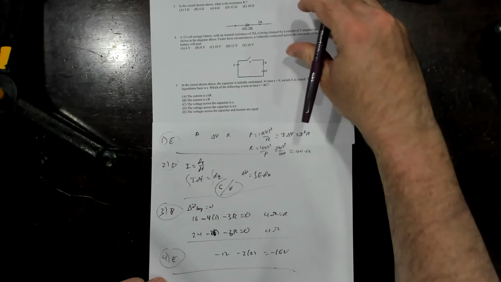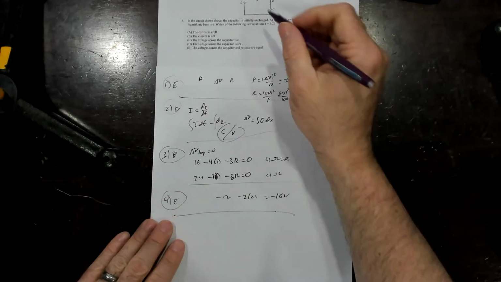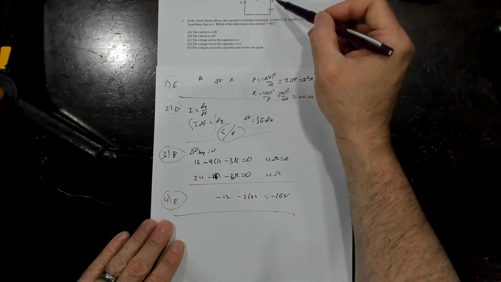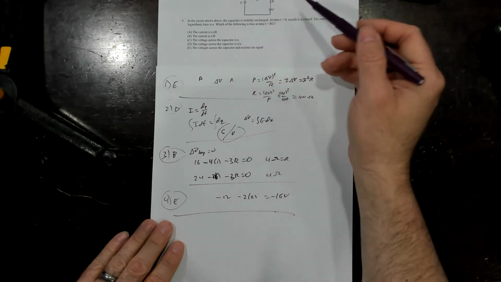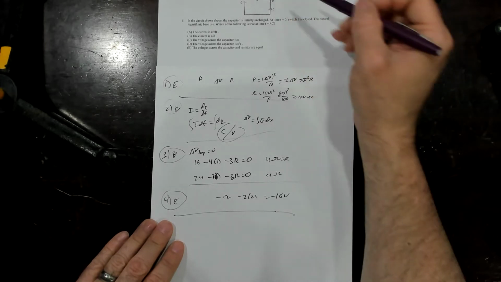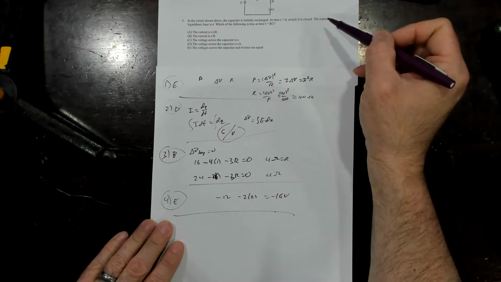Number 5. It says, I've got this circuit. I see I've got a battery, a switch, a resistor, and a capacitor. In this one, the capacitor is originally uncharged. At time 0, we close the switch, so we're turning the circuit on, and we're going to start to charge up that capacitor.